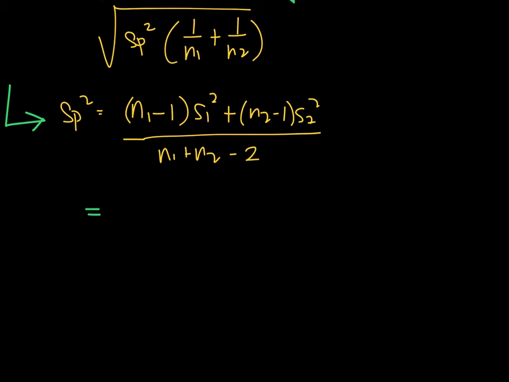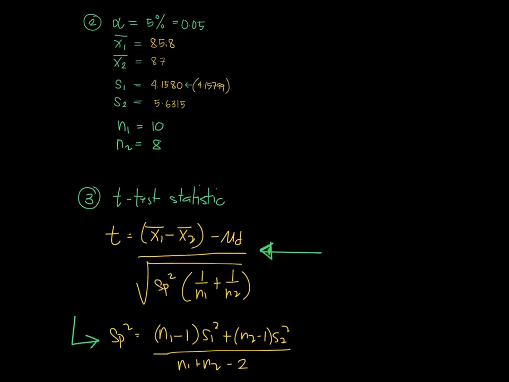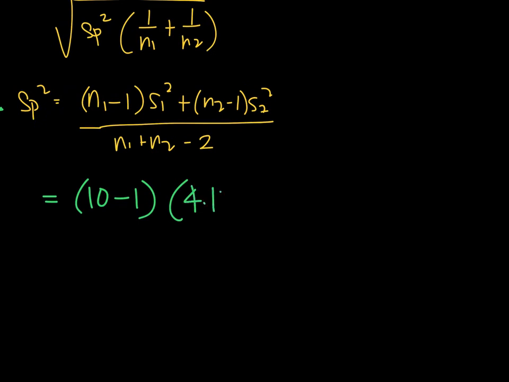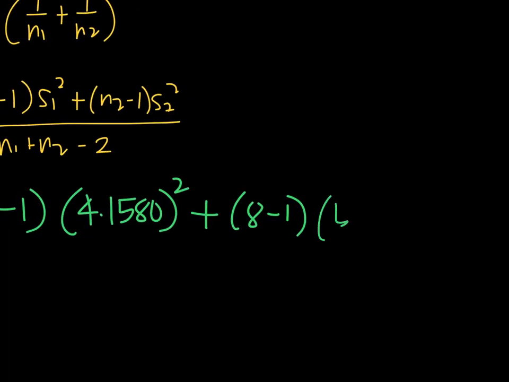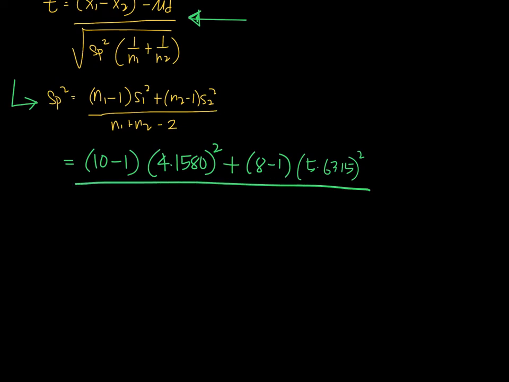So sp squared is, we have 10 minus 1 times s1 squared. S1 is 4.1580, squared. Note that I use 4 decimal places so that when we round it off in the last step, it will not be that different. Okay, so make sure to work with 4 decimal places within the solution. Then plus n2 is 8 minus 1, times the sample standard deviation for female, 5.6315, which you have to square. This is all over n1 plus n2 minus 2. Oh, the values are 10 plus 8 minus 2.